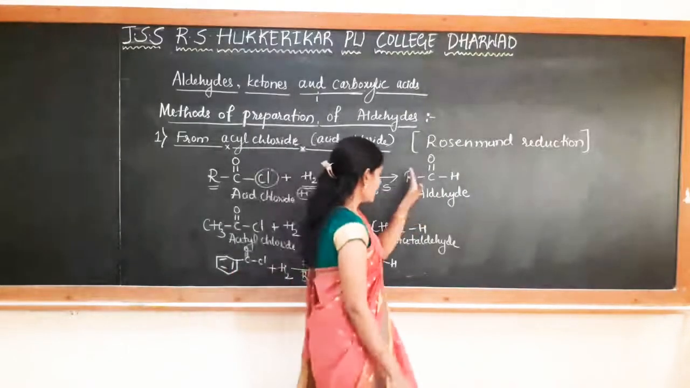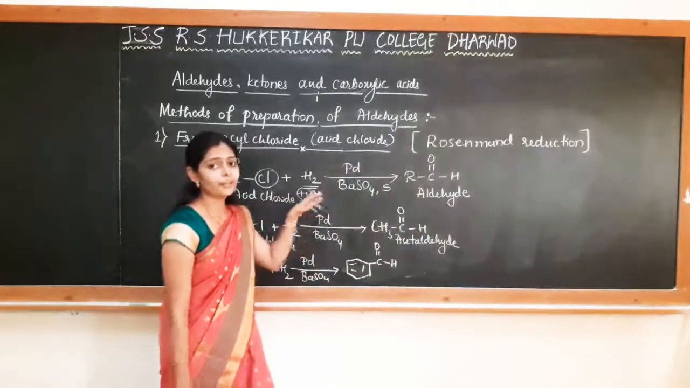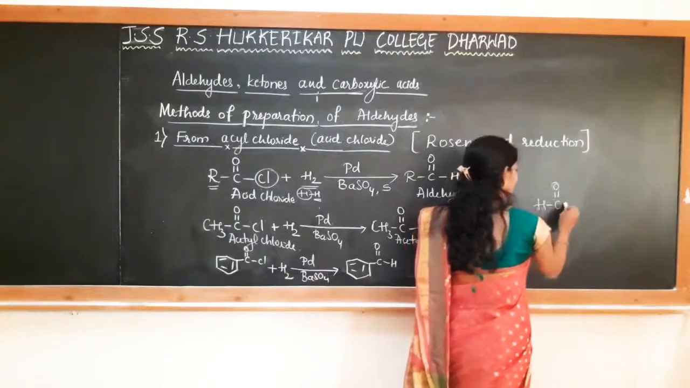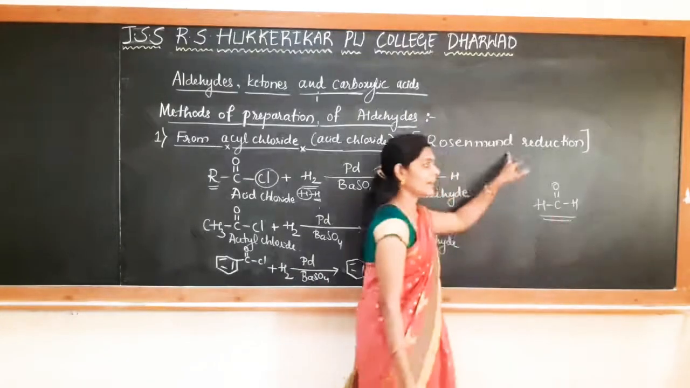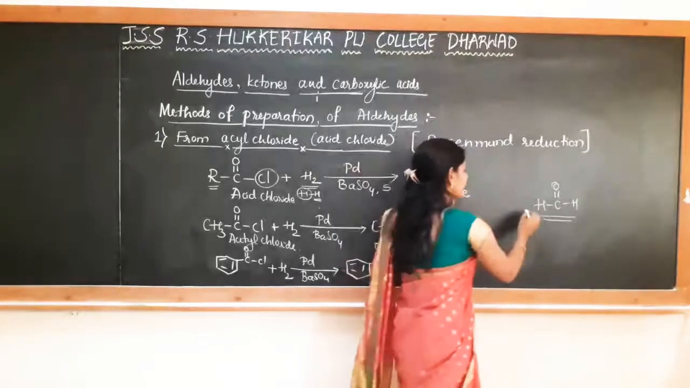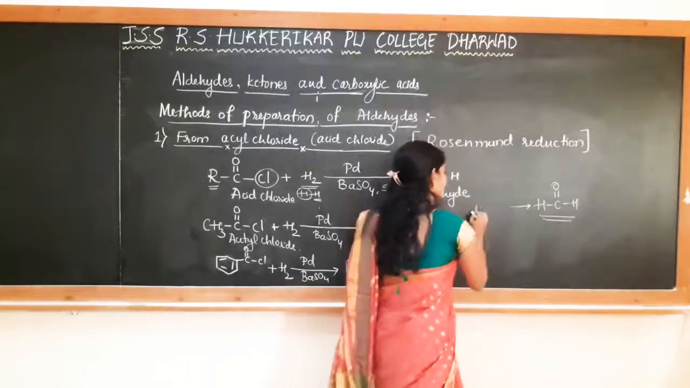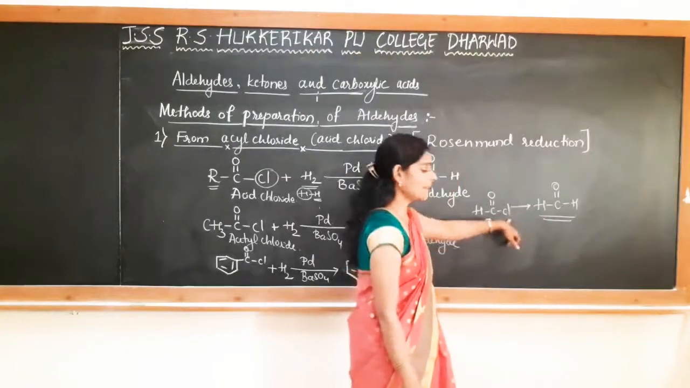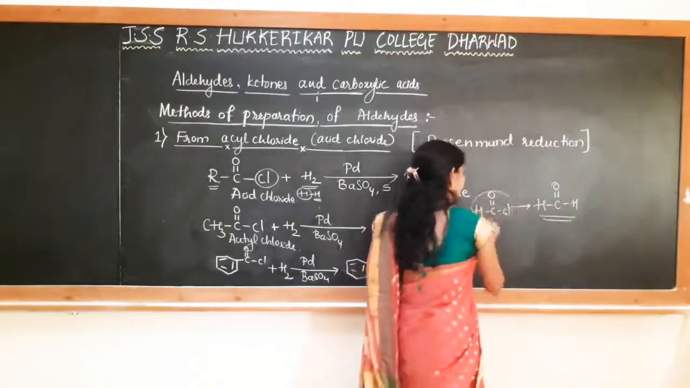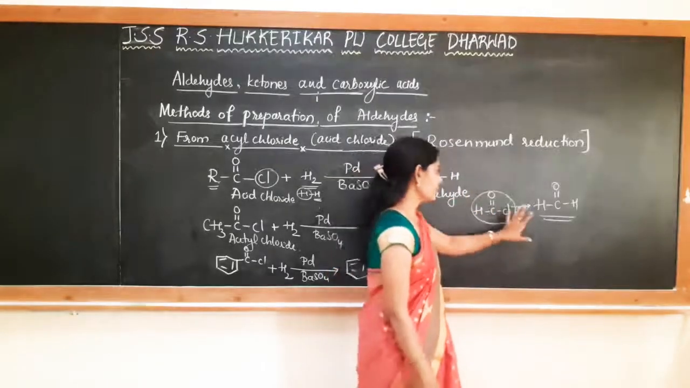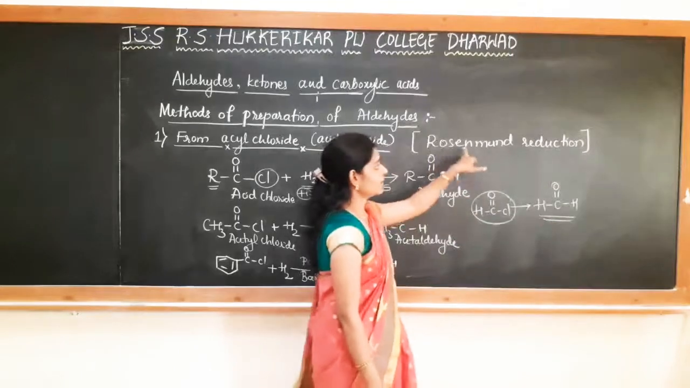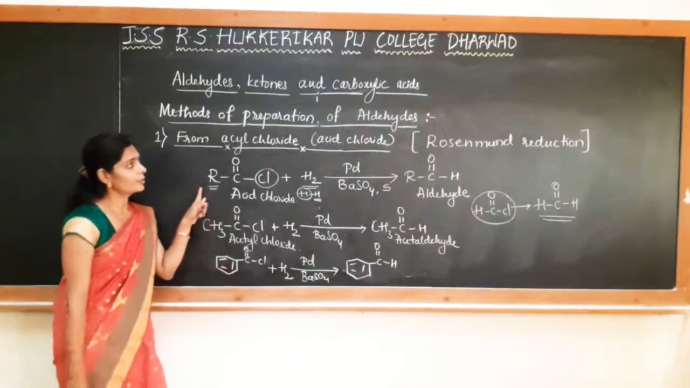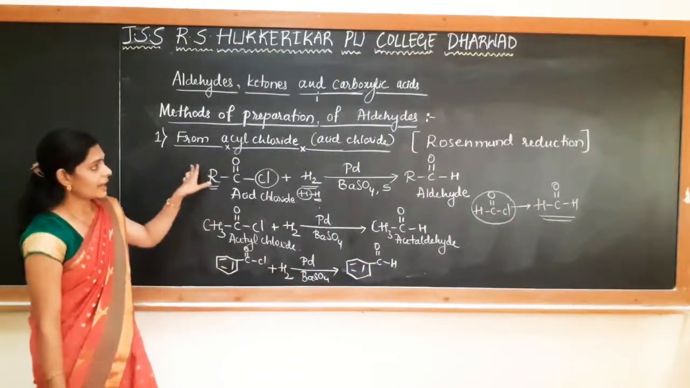One more thing is, from this method we can't prepare formaldehyde. Formaldehyde is represented as HCHO. It is not prepared by Rosenmund reduction, because to get it by Rosenmund reaction we need HCOCl, formyl chloride, as a starting material, but this is unstable and not available, so we can't prepare formaldehyde by direct Rosenmund reduction. Remember, this is the first method of preparation of aldehydes, from acid chloride.